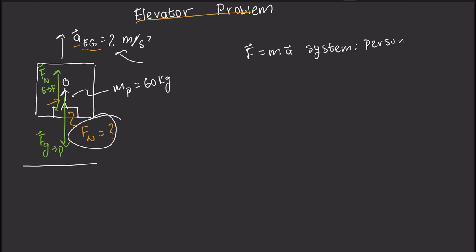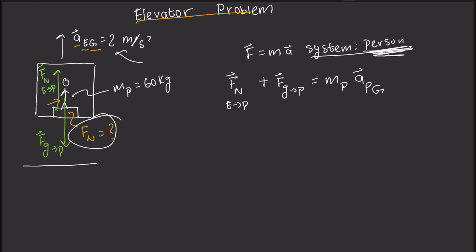So now let's write it down. The normal force of the elevator on the person plus the force of gravity on the person equals mass of what? Mass of the system. The system is just the person. Times the acceleration of our system, which is just the person, relative to the ground.